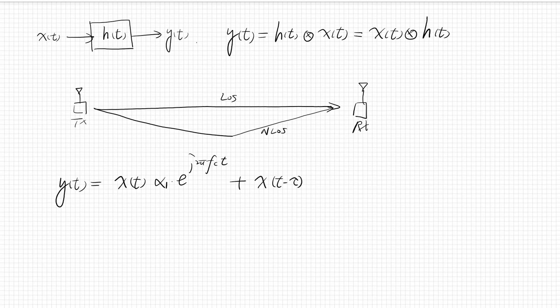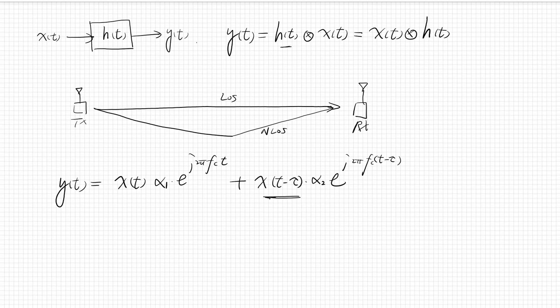It's a delayed path, multiplied by another attenuation alpha 2, e to the j 2 pi fc (t minus tau). So we have two paths coming in. One is line of sight, the first one. The second one is this non-line of sight component. Now we know for an input signal x(n) or x(t), we have a delayed element. This is because of the convolution. We have a convolution with the impulse delay.